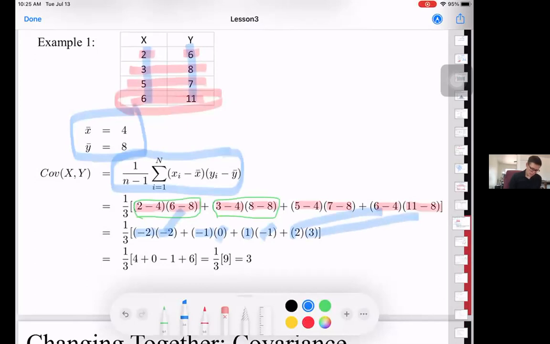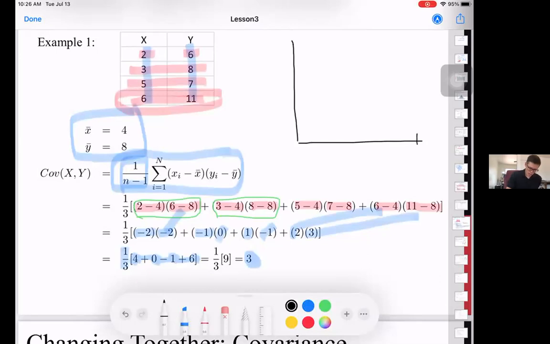So what we're going to get is 1 over 3 because we're multiplying the whole thing by 1 over the sample size minus 1, and the sample size is 4. So it's 1 over 3 times 4 plus 0 minus 1 plus 6, and that's going to give us 3. So the covariance is 3. Let's do a little plot of this data really quick. That's sometimes much simpler to just see the data.